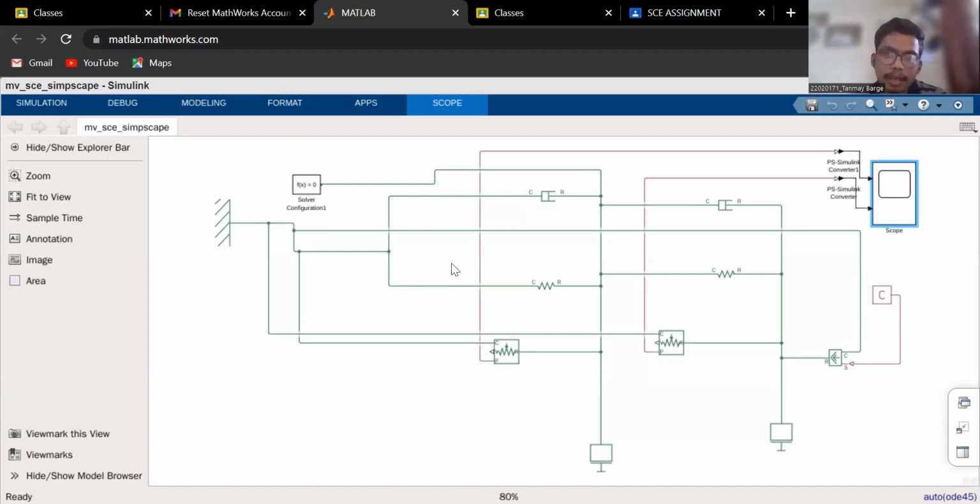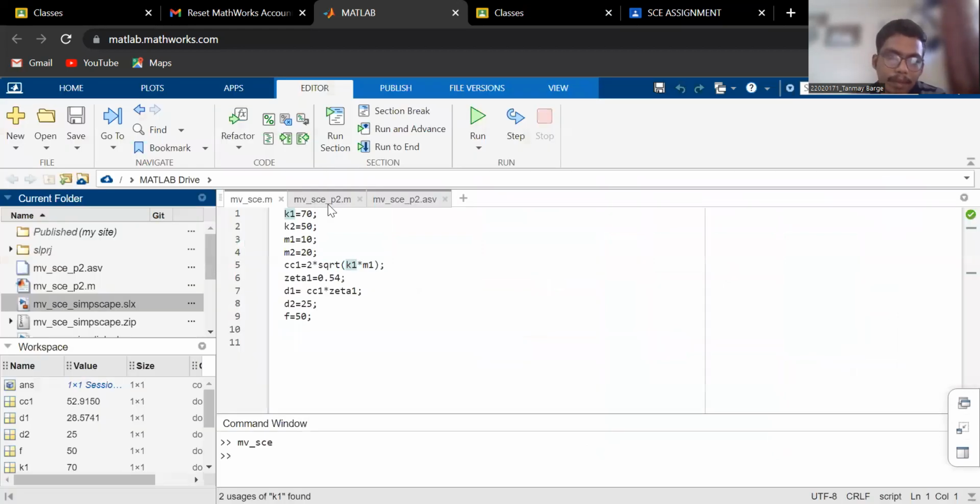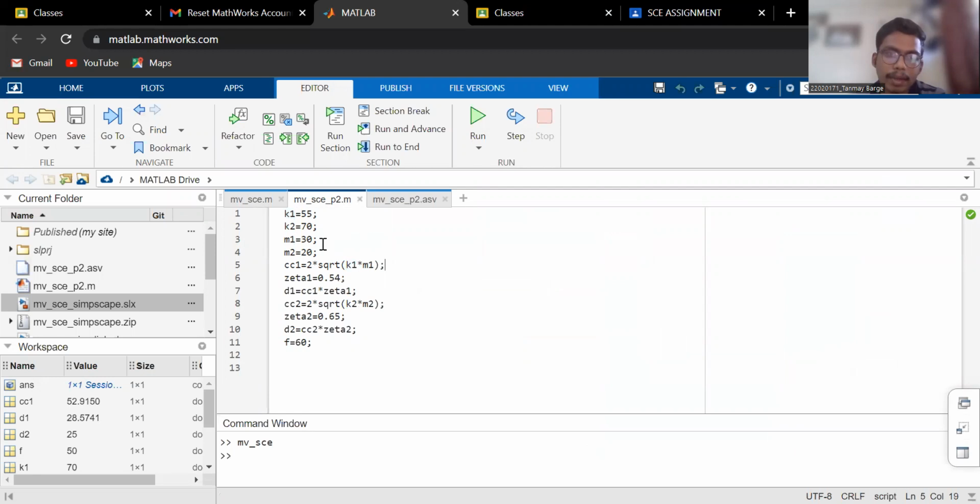Let us see another example for our model. In this case, we are assigning different values to our model. First, K1 is 55, K2 is 70, M1 is 30, M2 is 20, CC1 is 2 into SQRT of K1 into M1, zeta 1 is 0.54. Similarly, all these values we are assigning, and the force we are assigning is 60. We will again run our software.